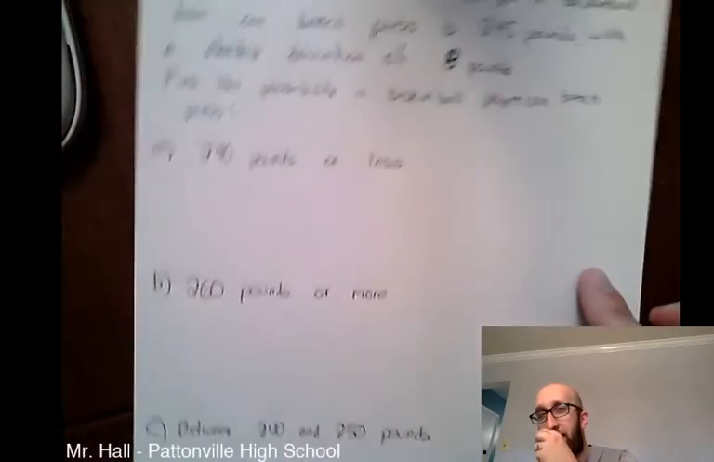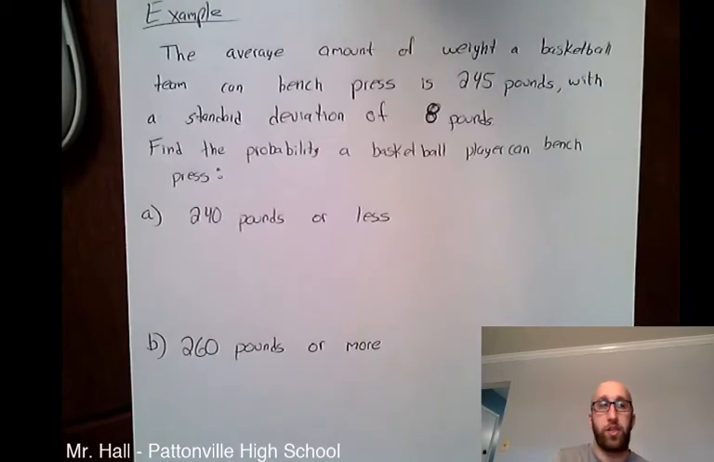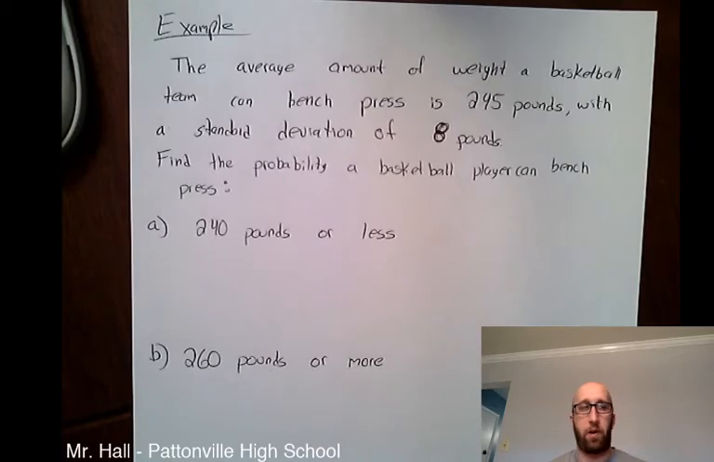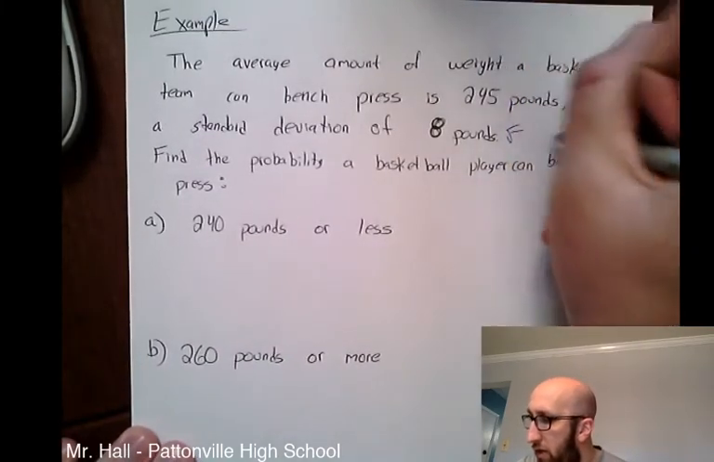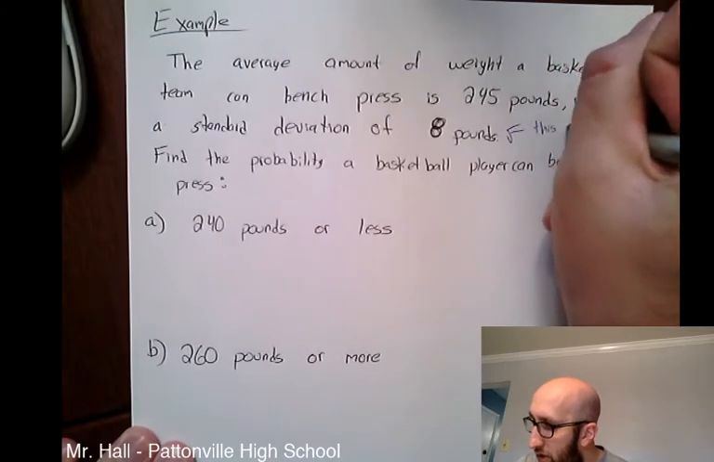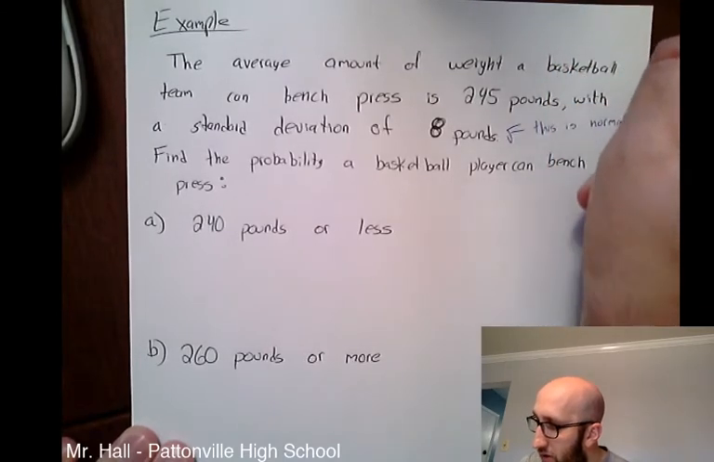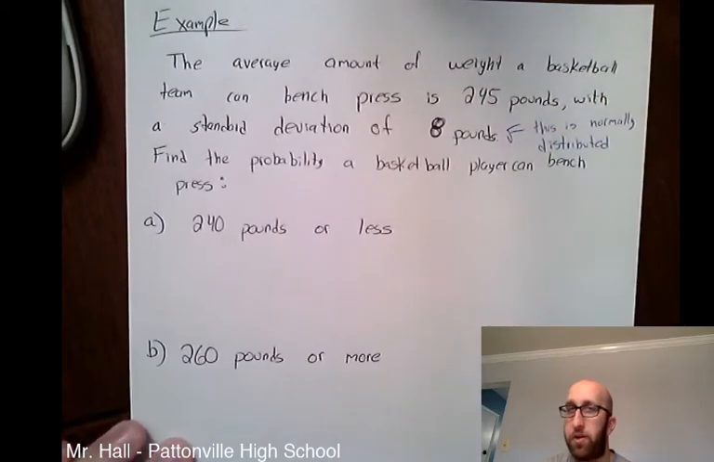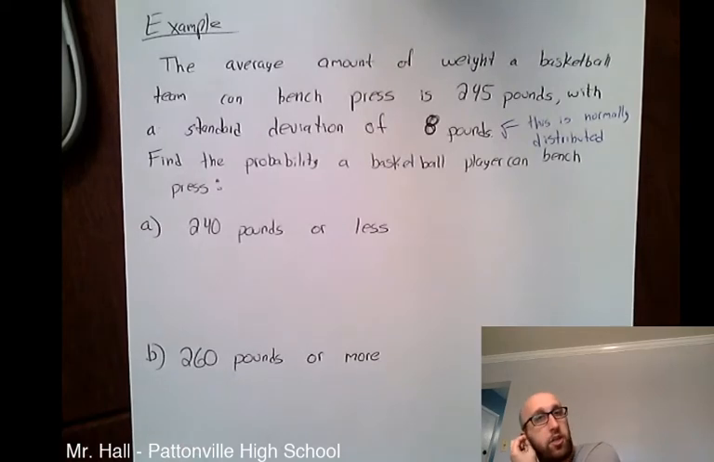So what I'm going to do now is calculate some probabilities using z-scores. So kind of the same idea of what we did with empirical scores. We're going to figure out what percentage of data falls at different spots. The example I have is the average amount of weight a basketball team can bench press is 245 pounds with a standard deviation of 8 pounds. And what I should have added here is that this is normally distributed, because without that we actually cannot technically do z-scores. Minor detail, but let's attend a little bit to precision there.